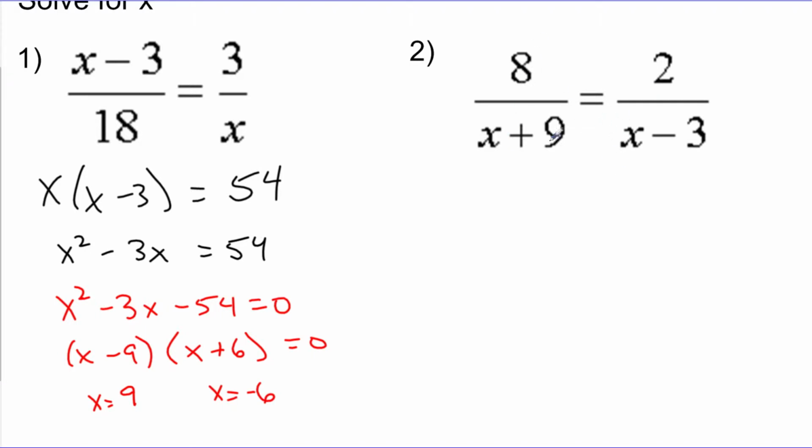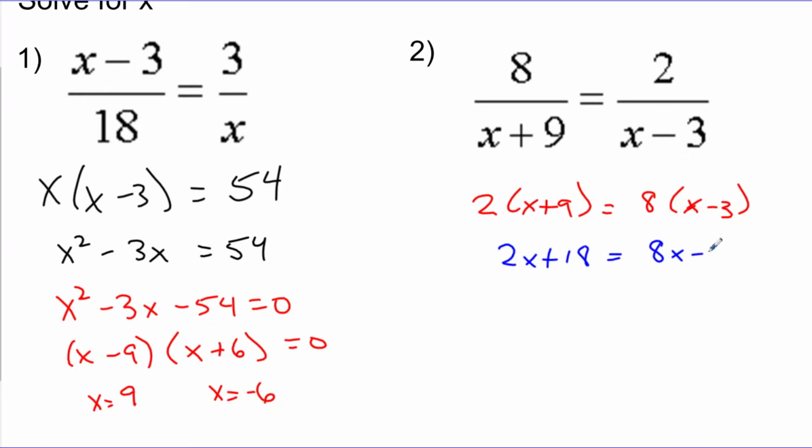I can do the same thing with problem number 2. This one's actually a little bit easier. When I do 2 times x plus 9, I get 2 times x plus 9, right? I can distribute this in a second. 8 times x minus 3, I'm going to do the same thing. And if you're comfortable distributing on this step, go right ahead. I'm just showing you a little bit of the extra stuff that's involved. So I'm going to distribute 2x plus 18. And on the right-hand side, I'm going to distribute 8x minus 24.